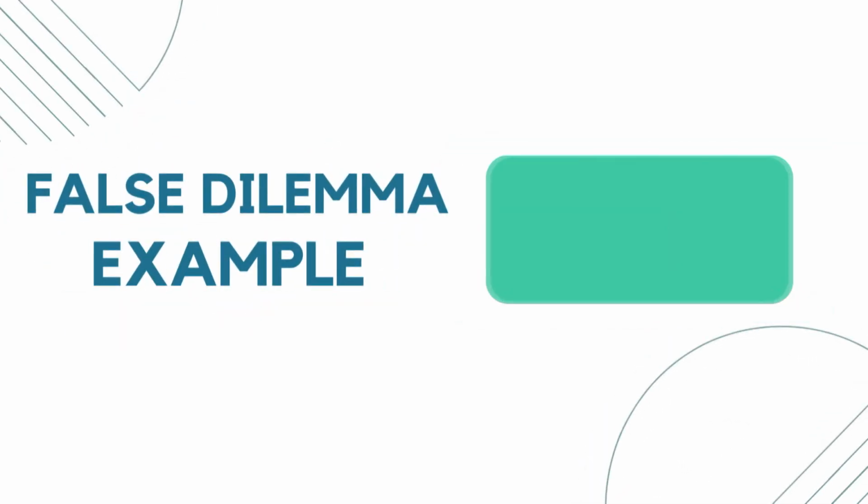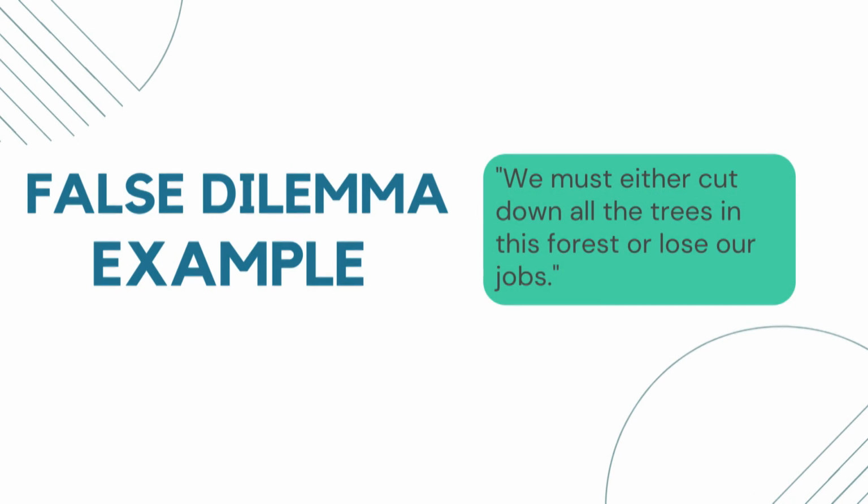False dilemma example: We must either cut down all the trees in this forest or lose our jobs. But in a real case, in public policy debates, such as those about national security versus privacy, presenting the issue as a strict dichotomy can oversimplify complex problems and limit the exploration of more balanced solutions.